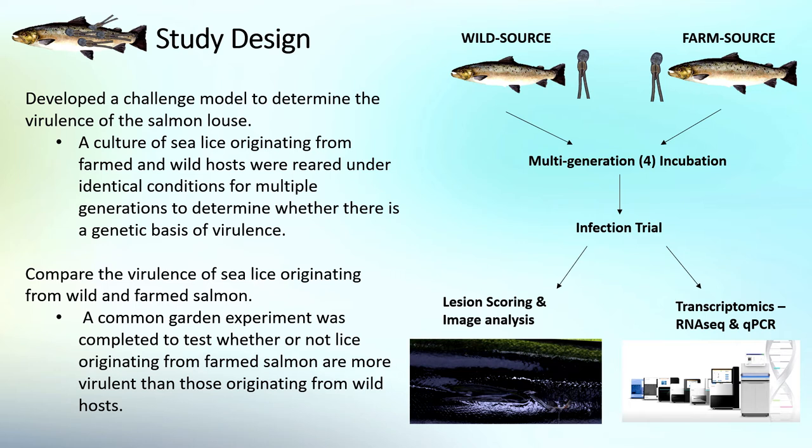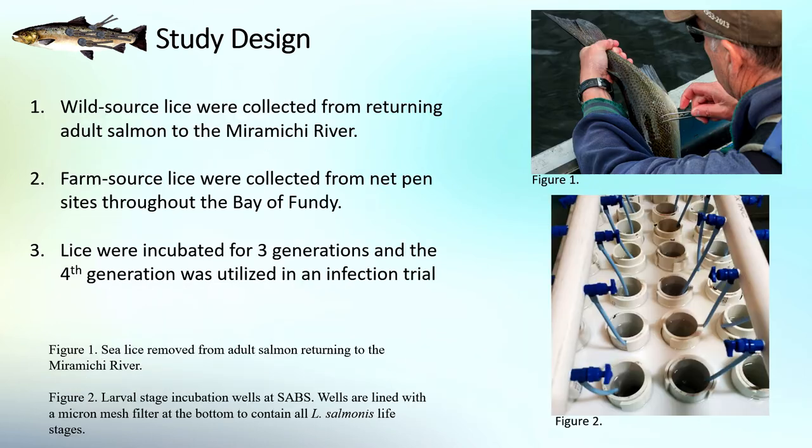So lice were collected from the field. I'll show, I think that's the next one here. Yeah, we have wild source lice were collected here from Miramichi as they're returning to Miramichi River. And then we have farmed source lice were collected from net pens in the Bay of Fundy. They were brought back to the lab, and then three generations were run through in the lab, and the fourth generation was utilized for our infection trial.